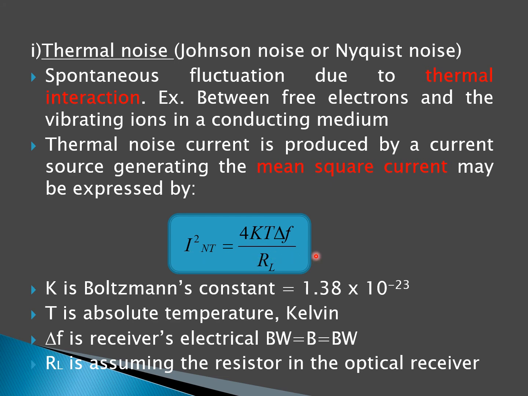So the unit must be ampere squared because this is the mean square current. If you are asked what is the thermal noise current, note that this is the thermal noise current squared, right? So you need to take the square root of this value so that you can get the value in ampere. For this formula, the unit is ampere squared.